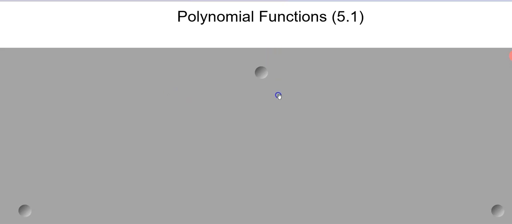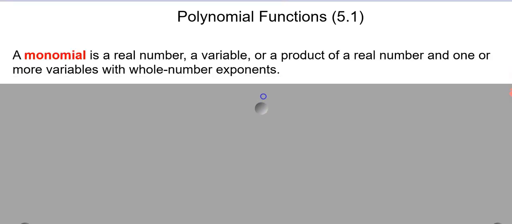Okay, today we're talking about polynomial functions. First, let's talk about what a monomial is. It can be a number, a variable, or a product. So like 2x is a monomial.